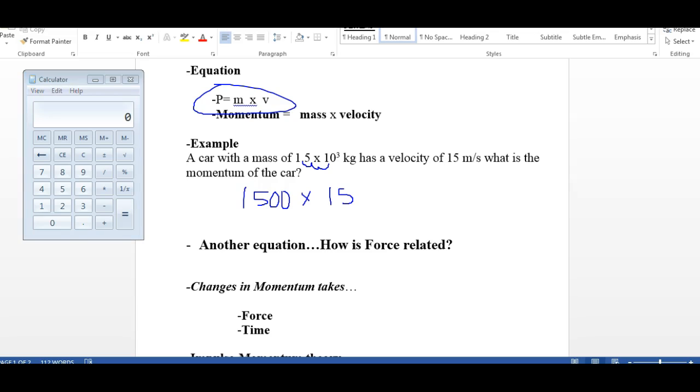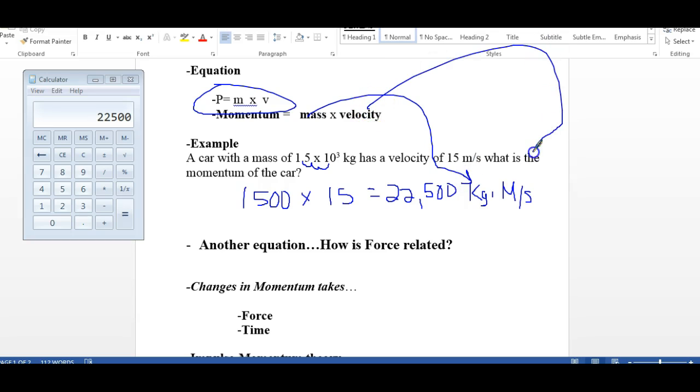So we'll go 1500 times 15, 22,500. So then that's our answer. And then the unit is going to be kilograms, which is the mass, times meters per second, which is the velocity. And that's all you're doing. You're taking the mass, kilograms, and you're taking the velocity, meters per second, and you're multiplying them, right? So that's the unit for it.